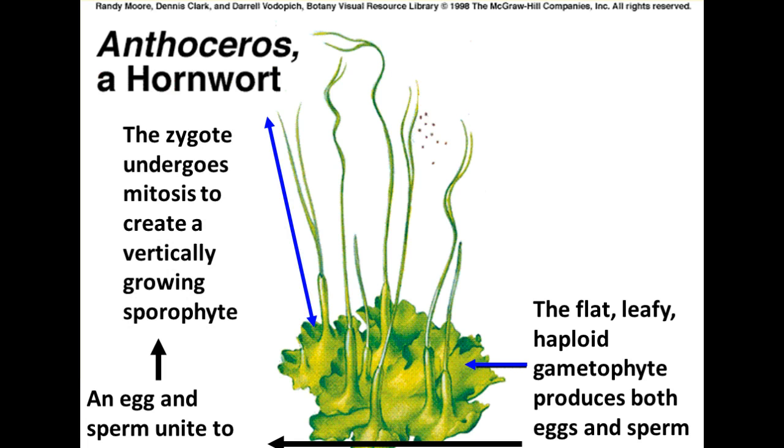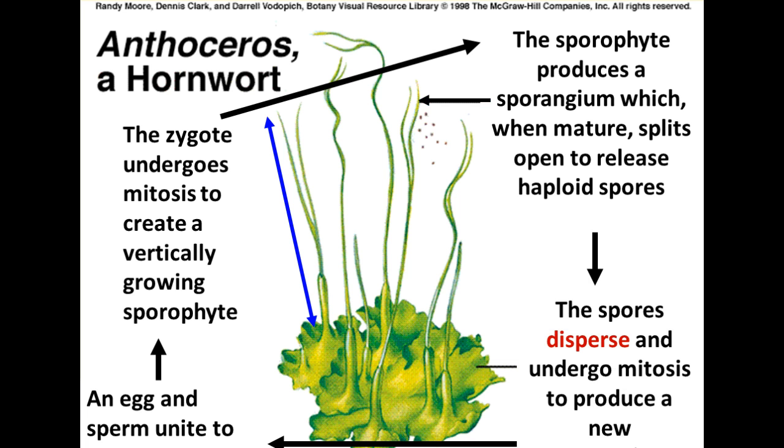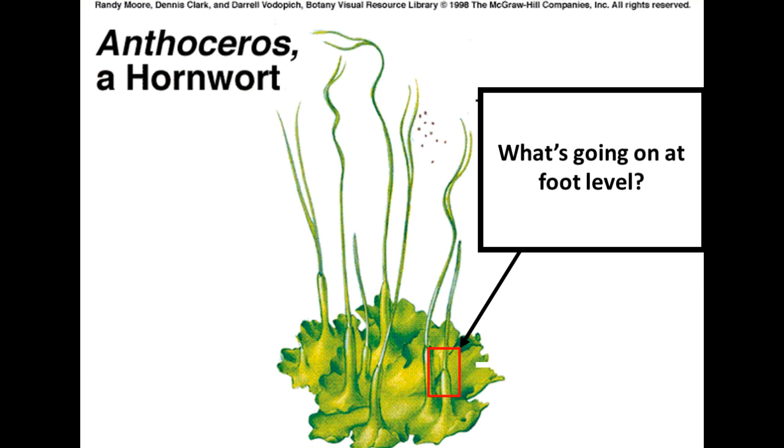And then the zygote undergoes mitosis, and it's going to make that growing sporophyte. Okay, so there's a sporangium, and that sporangium splits, and it releases haploid spores. And then the spores disperse, and they're going to undergo mitosis to produce a new gametophyte. Okay, so what the heck is going on at the foot? So obviously this thing is different, right?